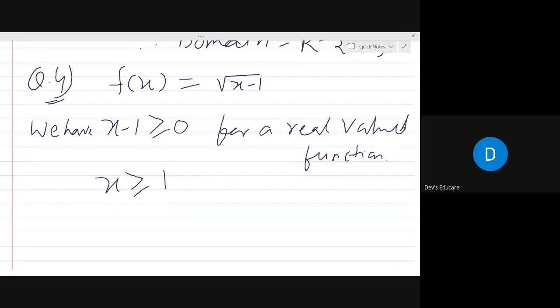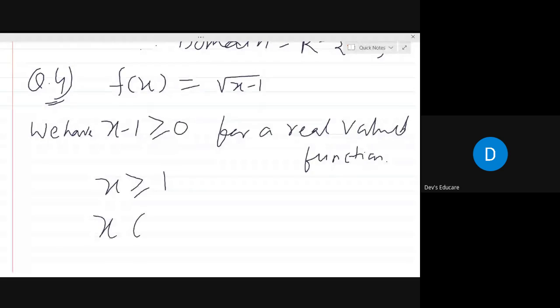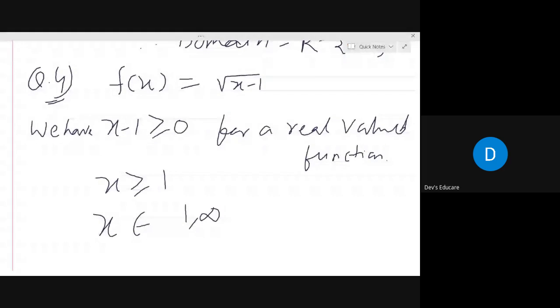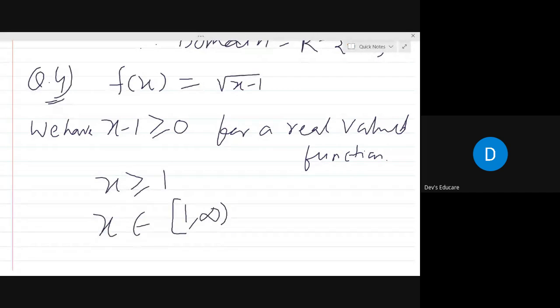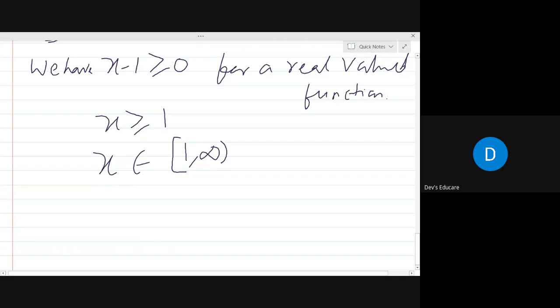So what will be the value of x? x will be from 1 to infinity. And here this will be the closed interval, and after infinity we always have an open interval. Meaning a small bracket after infinity, and before 1 always a large bracket. So this will be the domain.